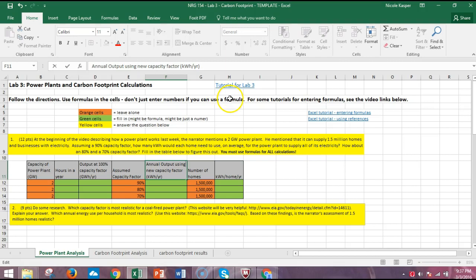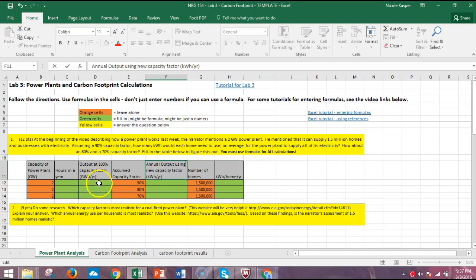All right, so I'm not going to read through these questions, so feel free to open up the template and look through them on your own. But this first problem is, well, you'll go through a calculation of the output of a power plant at various capacity factors here. Okay, so just a heads up. So you'll notice the power plant capacity doesn't change. The hours in the year aren't going to change.